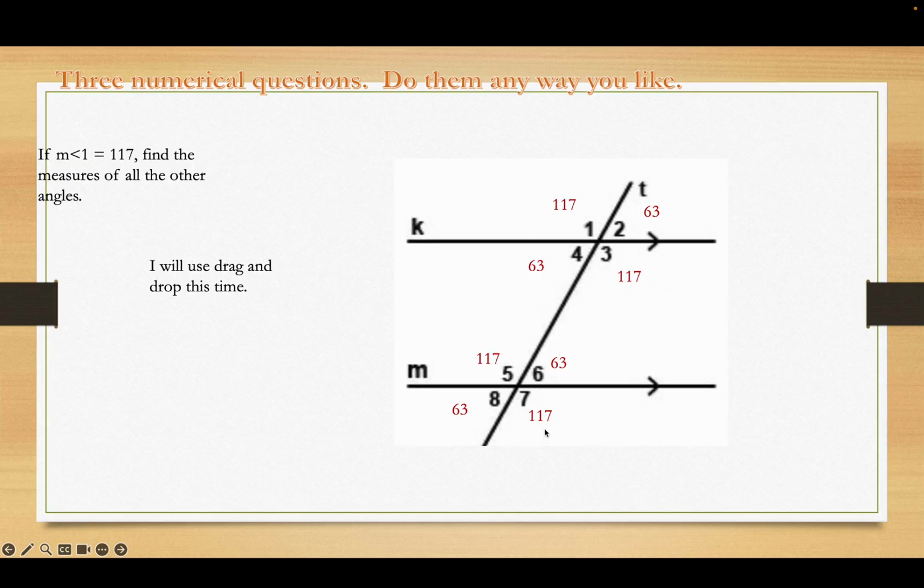What angle corresponds to angle 1? Well, that would be angle 5, because when you do drag and drop and they land on top, those are the corresponding angles. What angle corresponds to 2? That would be 6. What about 4? 8. And what angle corresponds to angle 7? That would be 3. Okay.